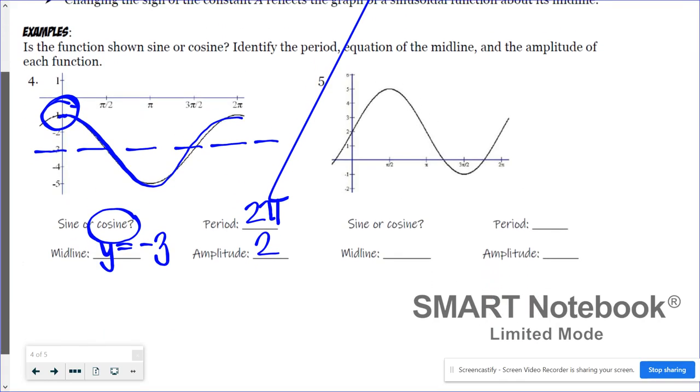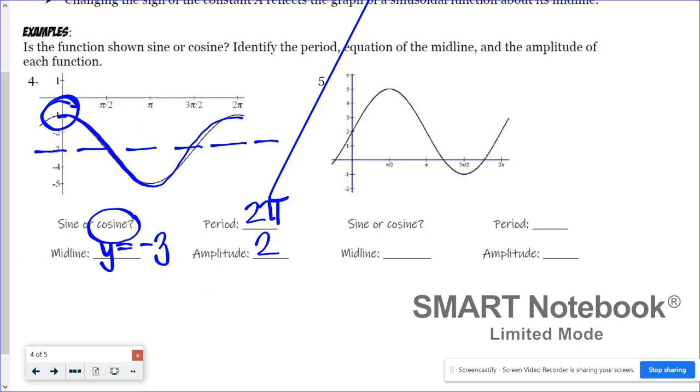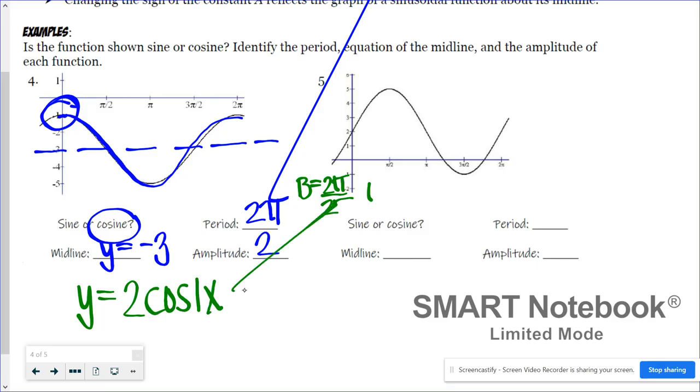Right, so I didn't really ask you to write a function here, but if I did, cosine, it looks perfect. It hasn't been flipped, so I'd have y equals, the amplitude is 2, it's cosine. And then when it comes to my b value, since the period is 2 pi, what that means is that b is going to be 2 pi divided by the period, because 2 pi is normal, right? And so I just get 1. So I'm going to have 1x and then -3. So that's what my function would look like. Okay, so let's take a look at number 5.